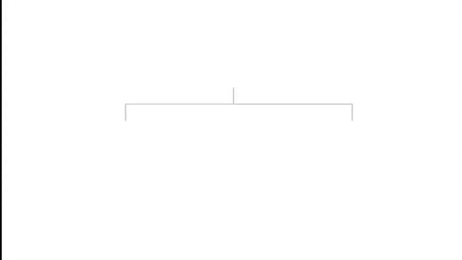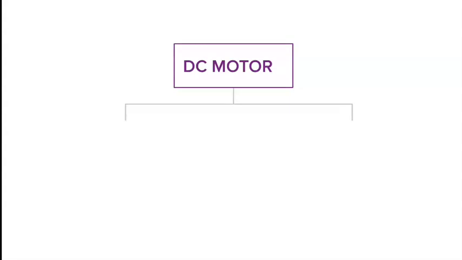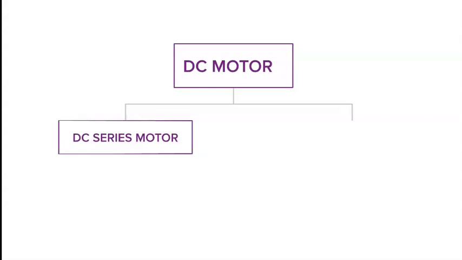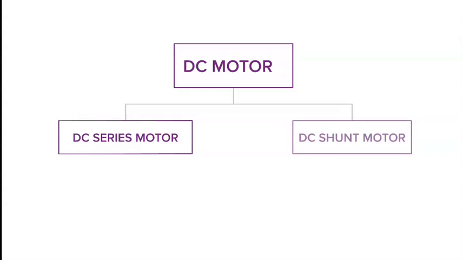Now next, we broadly classify DC motor. DC motor can be classified into one, DC series motor and second, DC shunt motor. Then we will go through the characteristics of both DC series motor and DC shunt motor and we are going to then compare both the characteristics.